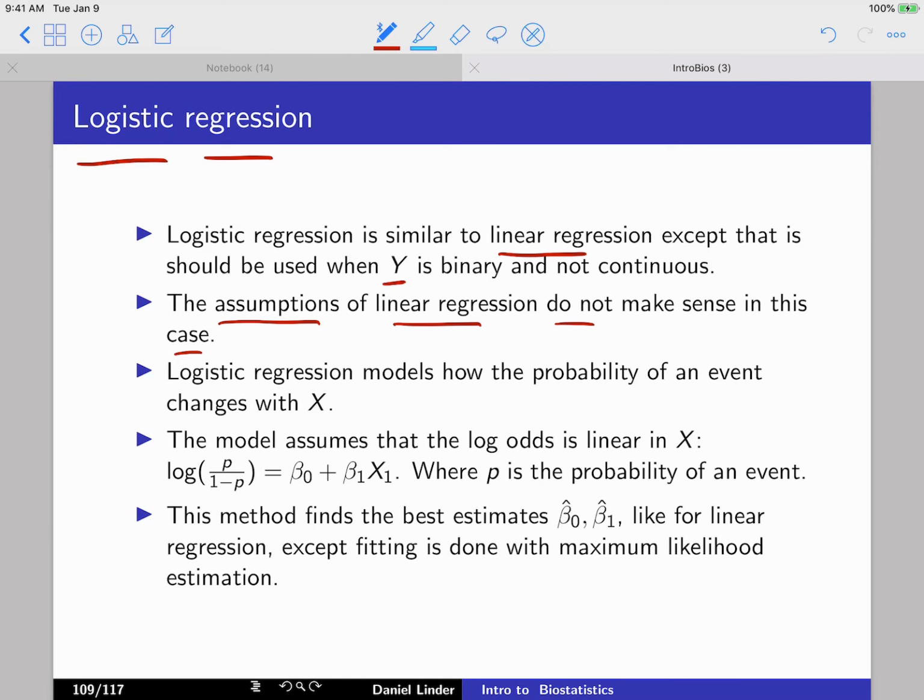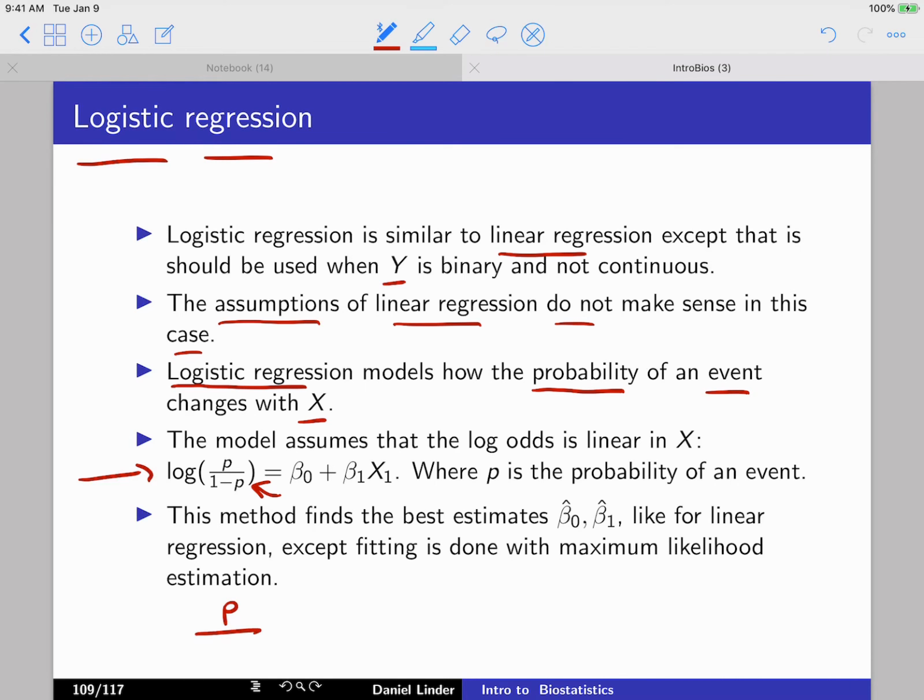Okay, so what logistic regression does is we model the probability of an event as a function of x. And the model, I don't want you to get too bogged down in the details, but the model looks like this. We model the log of the odds. Remember, odds are the probability of an event happening divided by the probability of the event not happening.